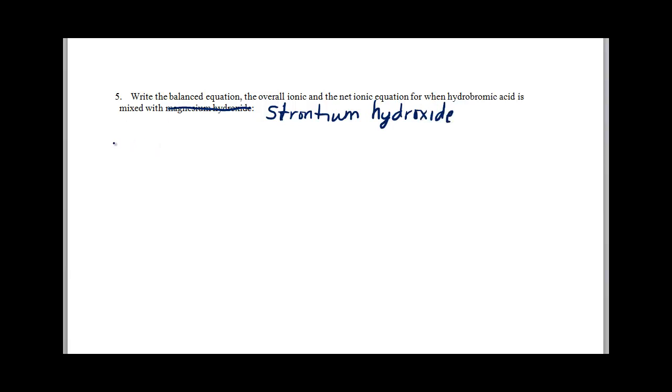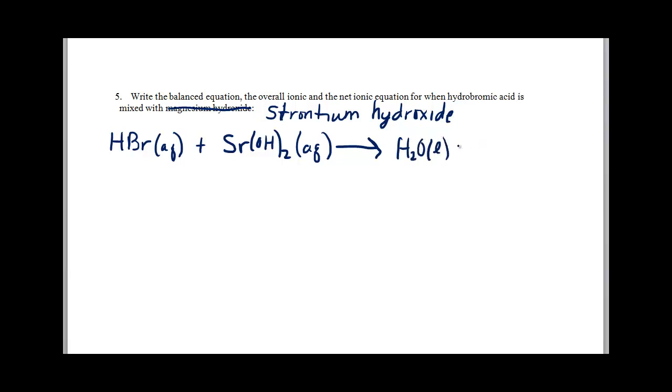So what do I have? Write the balanced equation first. So I have hydrobromic acid, and it's going to be mixed with strontium hydroxide. Okay, assuming that's aqueous too. What do I get out of it? Let's see. Oh yeah, water and strontium bromide, which is aqueous.